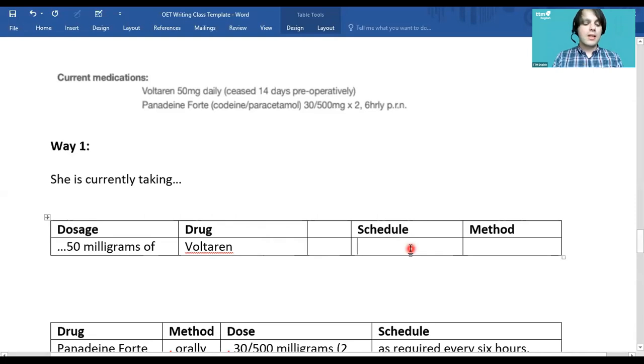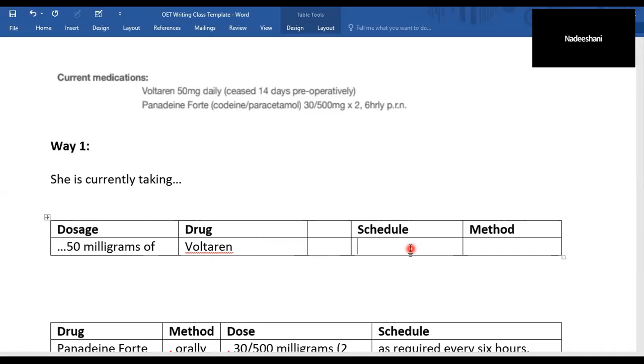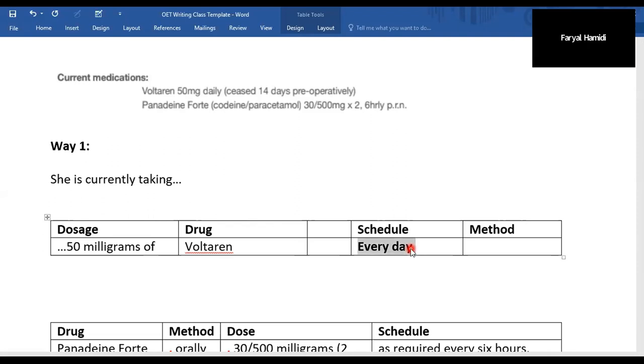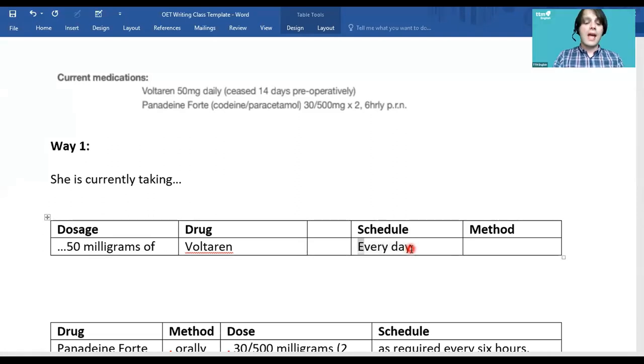When? Daily, like daily. It sounds like case notes. Every day or once a day is fine. Yeah, every day. Okay. So she's currently taking 50 milligrams of Voltaren every day.